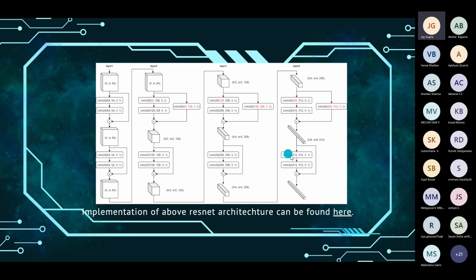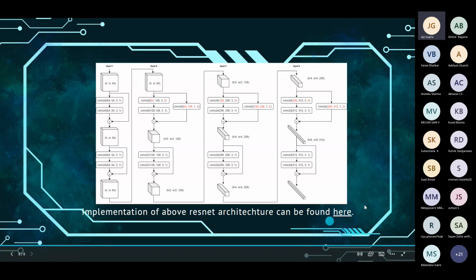Again, a residual block with 512 input channels and 512 output channels, with 2 layers, with a kernel size of 3 and stride of 1. So finally, we'll have a feature map of height h by 8, width w by 8, and the number of channels is 512. Okay, ahead I will discuss this in the Colab notebook.